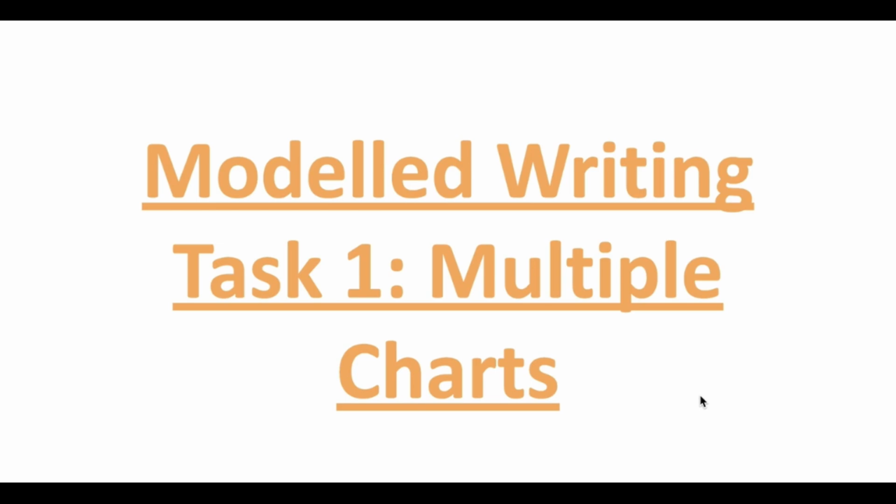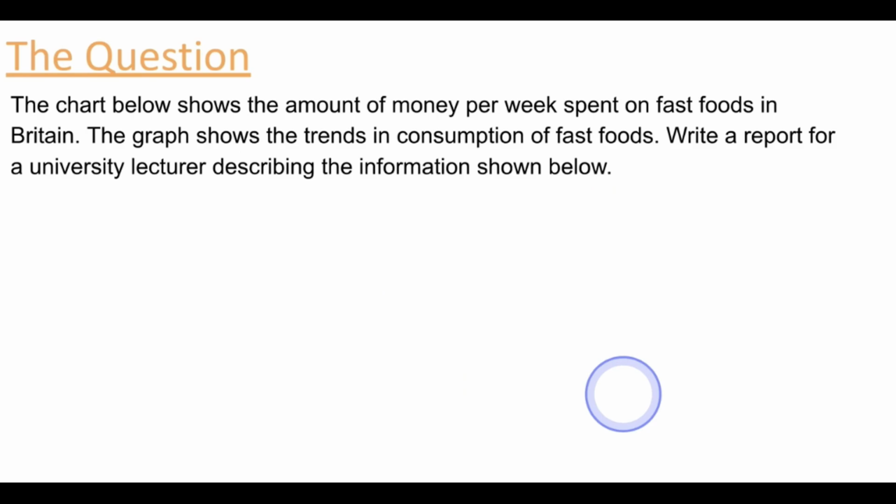Okay, so the question itself then, let's have a look. The chart below shows the amount of money per week spent on fast foods in Britain. The graph shows the trends in consumption of fast foods. Write a report for a university lecturer describing the information shown below.